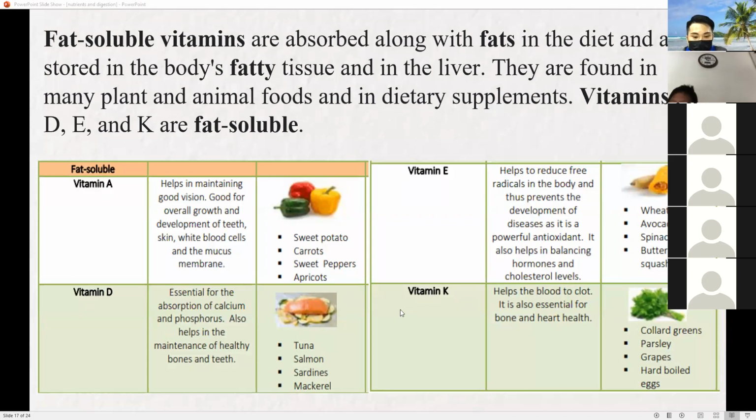Next one, the vitamin K. We can get it from collard greens, parsley, grapes, hard-boiled eggs. It helps the blood to clot. It's also essential for the bone and heart health.